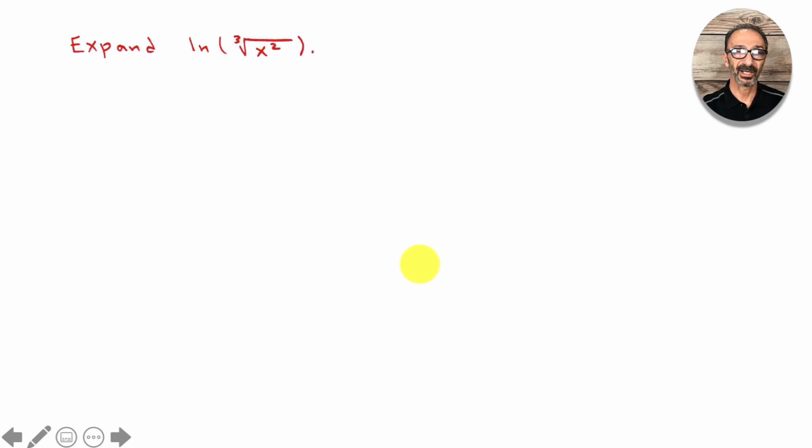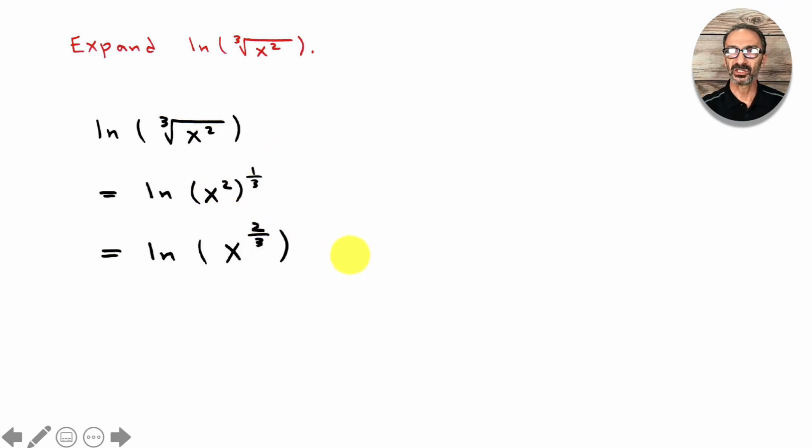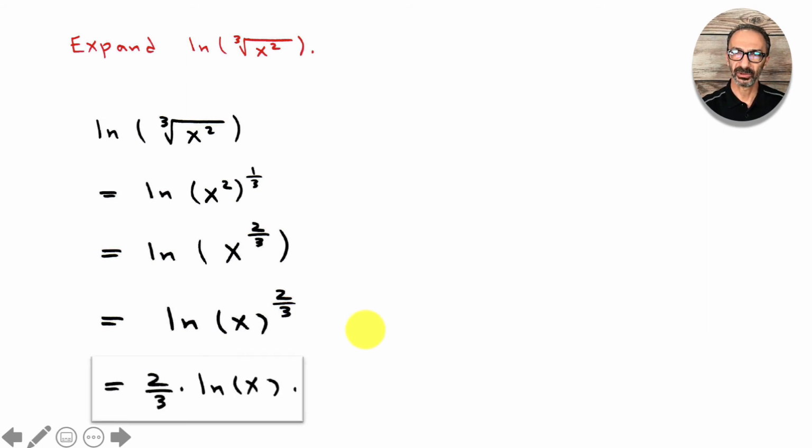Let's take one that has a cubic root and even more into it, like x to the second. Well, I need to see this as a power. I could see it as x squared to the power 1/3, or x to the power 2/3. To make it clear that I want to take this up front, I'll rewrite it this way. Then I take 2/3 up front, and we're done.